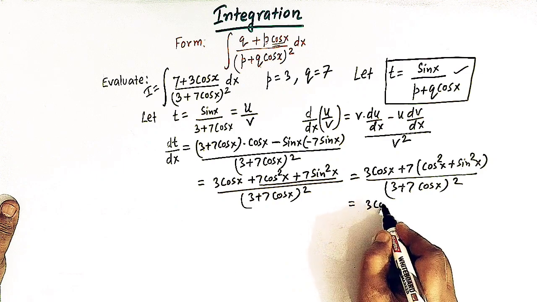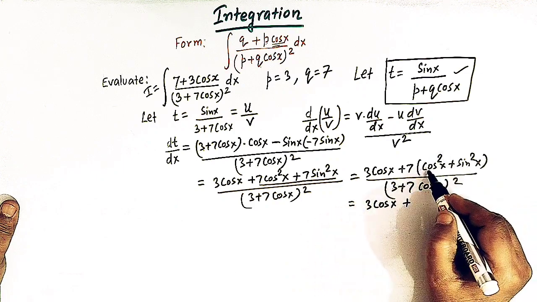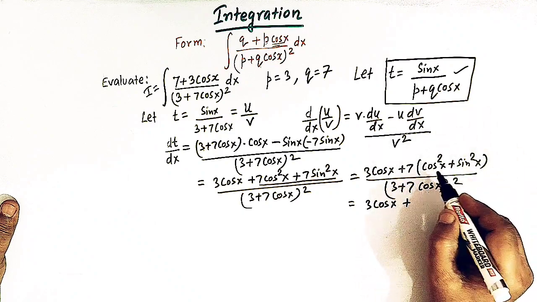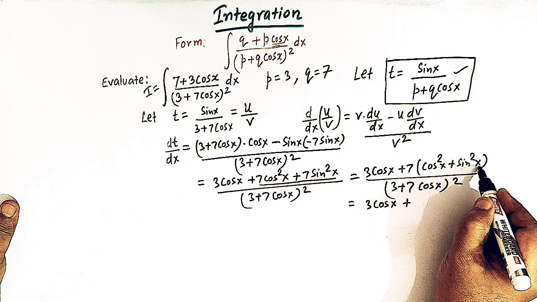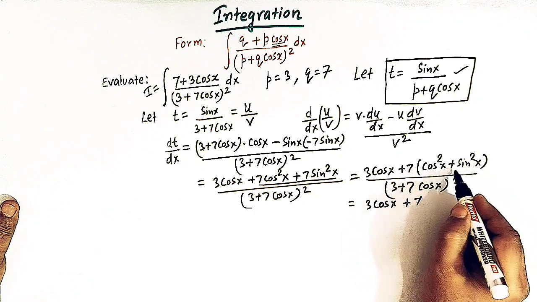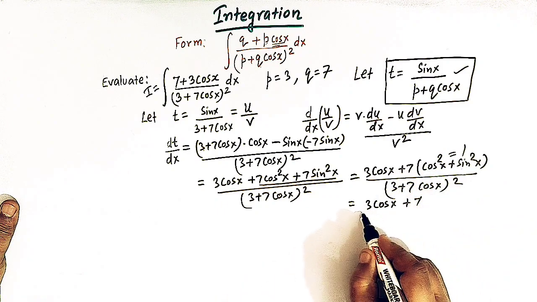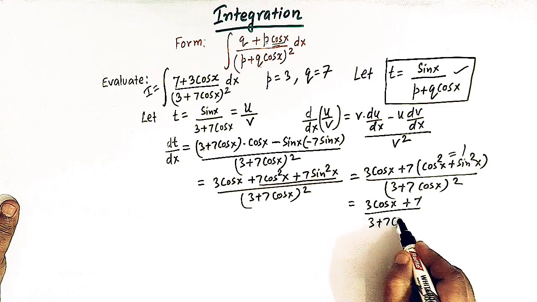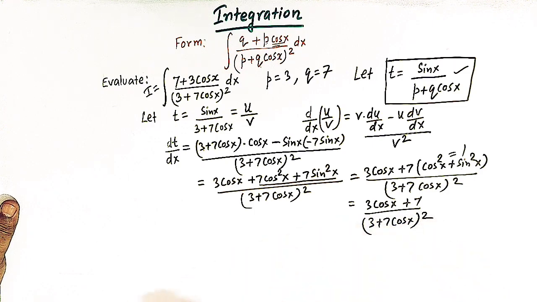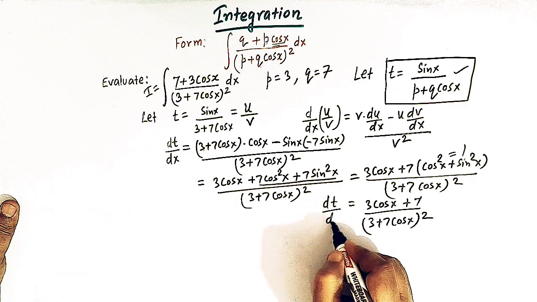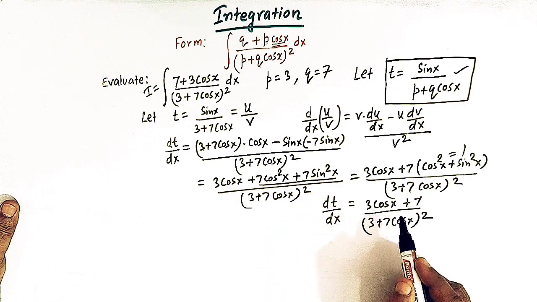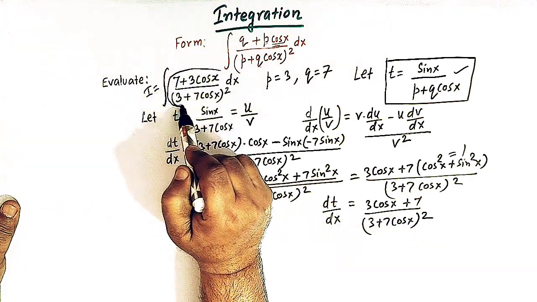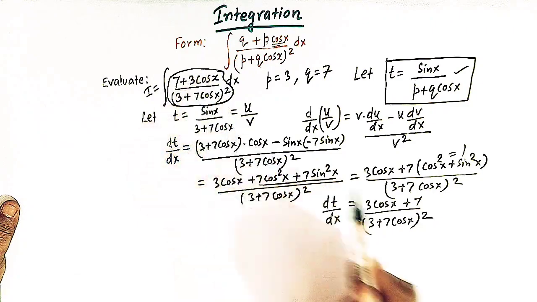So this is 3 cos x, and this is the famous expression for the trigonometric identity, that is cos square theta plus sine square theta is 1. So here we have 7 times 1 because this expression is equal to 1. So we have 7 times 1, 7. And here we have (3 plus 7 cos x) whole square, right? So we have dt over dx is equal to this expression. And we can easily see that this is our integrand, right? So this is the integrand.